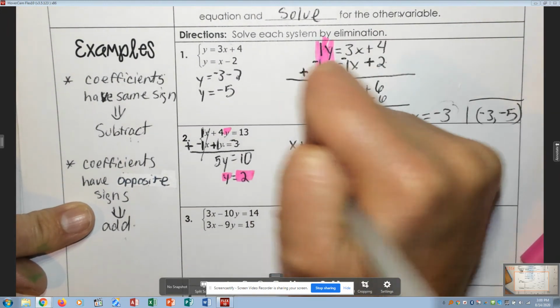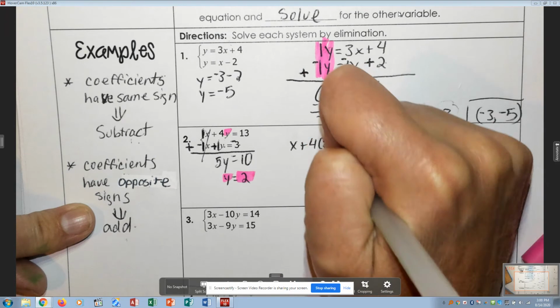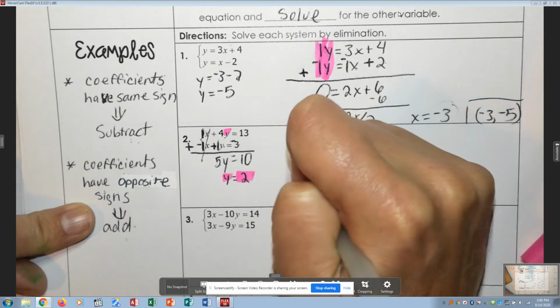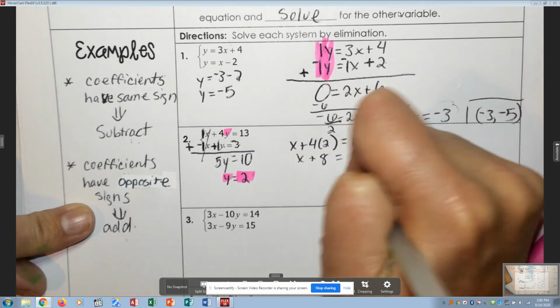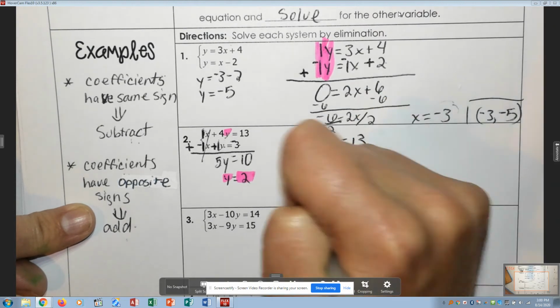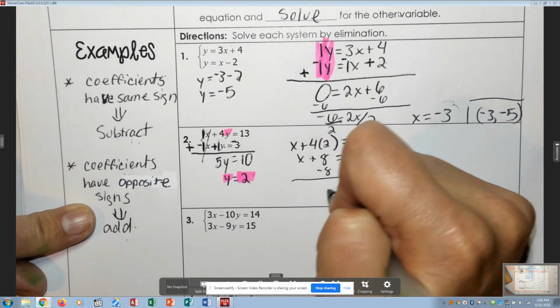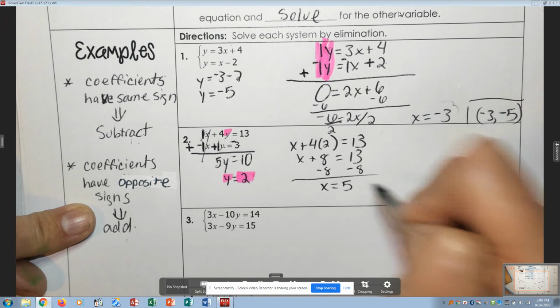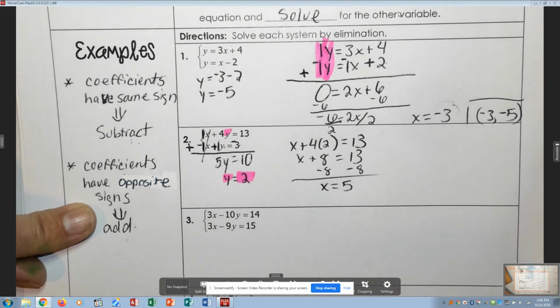So x plus 4 times 2 equals 13. X plus 8 equals 13. Subtract 8, subtract 8. X equals 5. All right. So is 5 plus 8 equal to 13? Yes.